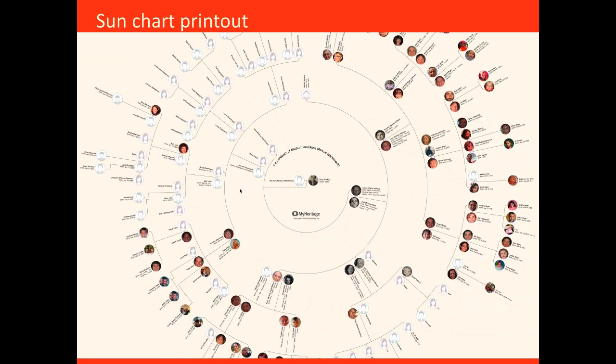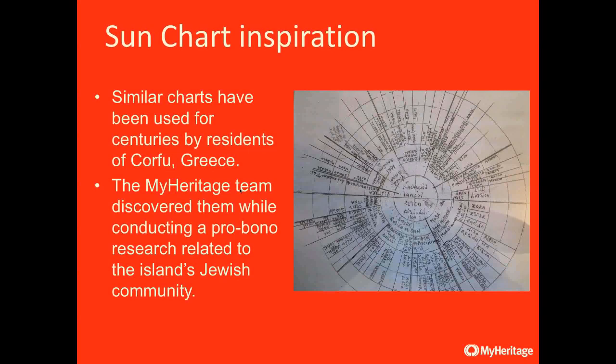Just a side anecdote about sun charts. This is actually an idea that we stumbled upon while doing one of our pro bono research programs, which we do quite a lot of. This was about a Jewish community in Greece, on the island of Corfu, that we saw have been using for years this system of documenting family trees in something that looks like the image here on the right. And we decided to adopt that and give that as a tool for all our users on MyHeritage, digitized, with options of photos and so on, so it's a lot more visually pleasing.